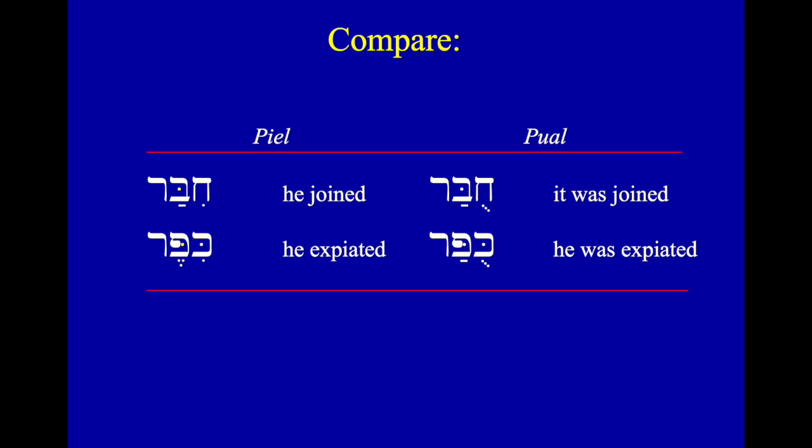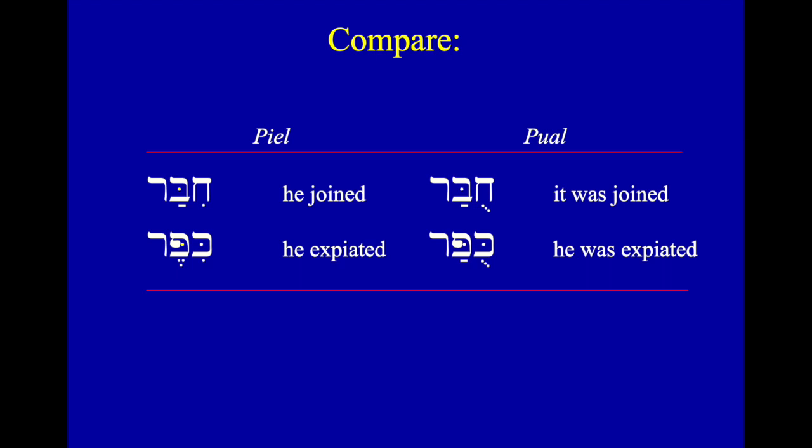Again, there's no ending. It's a zero ending. So it's third masculine singular. We have an I-class vowel underneath our first radical. We have a doubled middle radical. Those are the signs of the Piel perfect. If I wanted to put this in the Pual perfect and say not he covered over the sin, but the sin was covered over, right? That's the second example on the right, on the bottom.